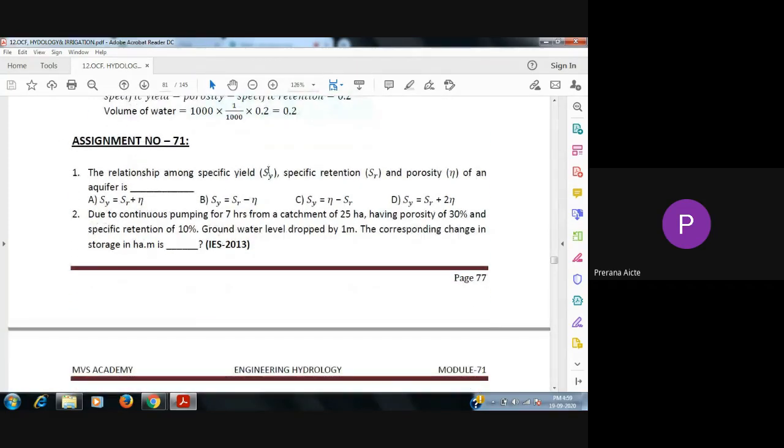The relationship among specific yield, specific retention, and porosity N of an aquifer: what is the right answer? Porosity N equal to Sy plus Sr, or Sy equal to N minus Sr. This is the right answer, because Sy plus Sr equal to N. So C is the right answer.